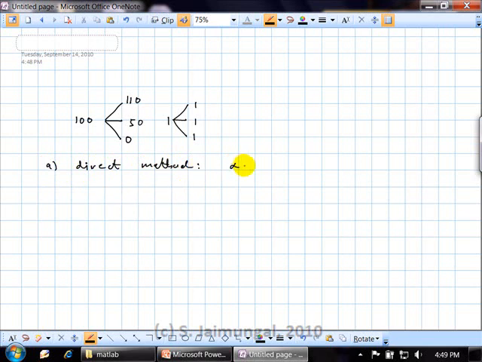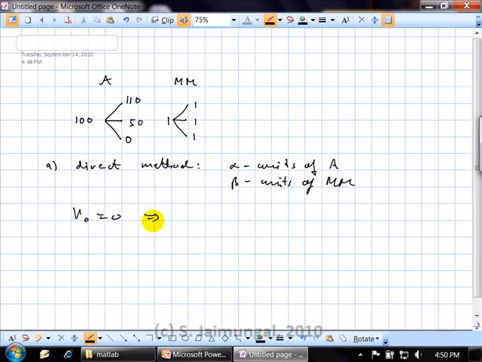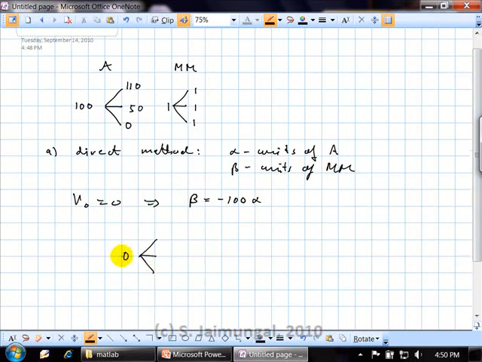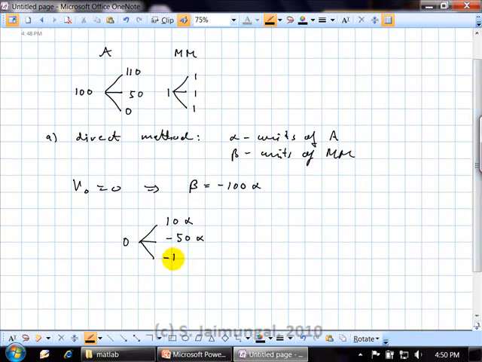So the direct method means choose alpha units of, so this is asset A, and this again is our money market, okay? We're going to choose beta of the money market. And in order for us to have V0 equals 0, what must alpha and beta be chosen as? Clearly, beta must be minus 100 alpha. You agree? Otherwise, V0 wouldn't be 0. And if it is, then I get zero there, and I get 10 times alpha here, right? I have 110 times alpha from A minus 100 alpha from the money market, so that's 10 times alpha. In the middle state here, I would get negative 50 times alpha. Do you agree? And in the bottom one, I would have minus 100 times alpha.